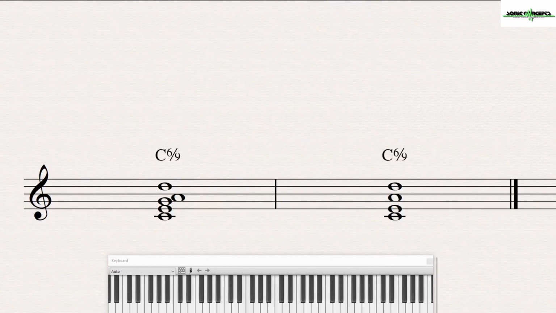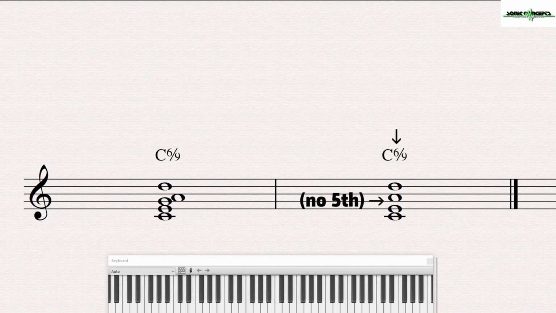Another chord in common use is the 6-9 chord. In a strict sense, the notes of the 6-9 chord contain the root, major 3rd, perfect 5th, major 6th, and major 9th. However, this chord is often voiced with an omitted 5th as shown in the second bar.